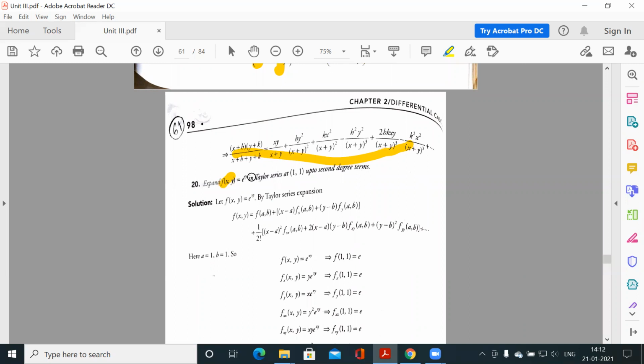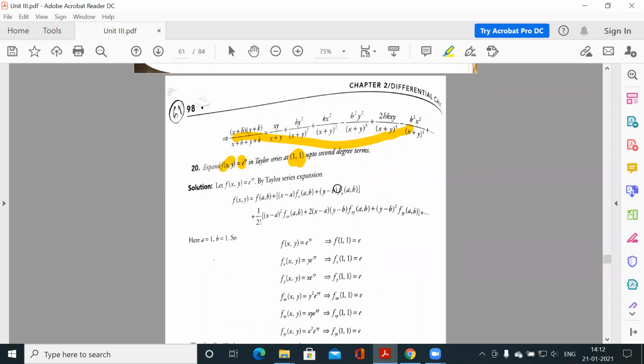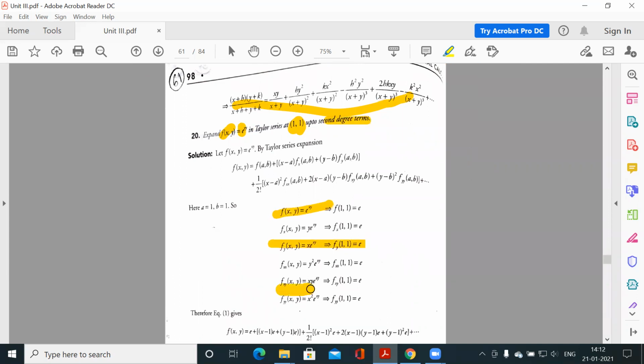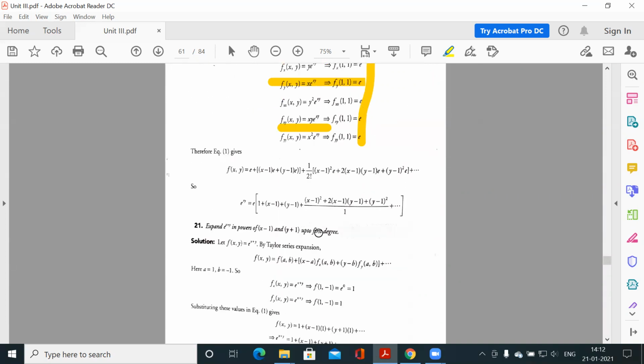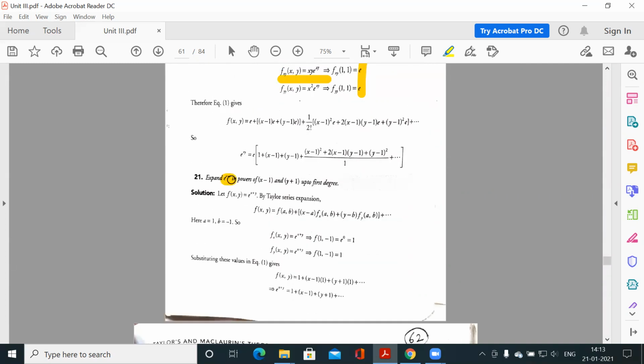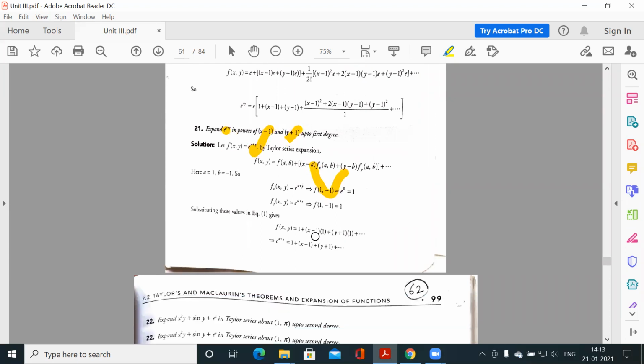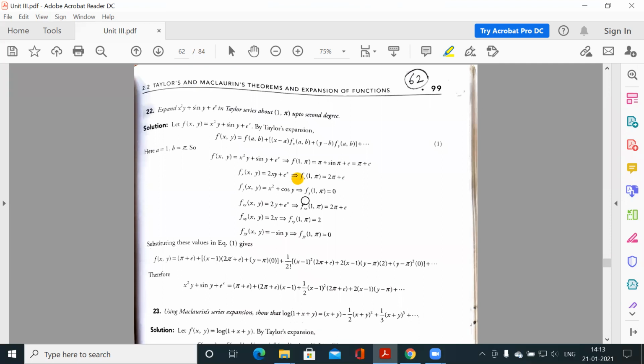Now the function e to the power xy at the point 1 1. Now a is 1, b is 1, up to second degree terms, meaning second order derivatives. So this is your function. These are the partial derivatives, and these are the functional values and derivative values at the point 1 1. So this is your function. The point is 1 minus 1. So this is your expansion.